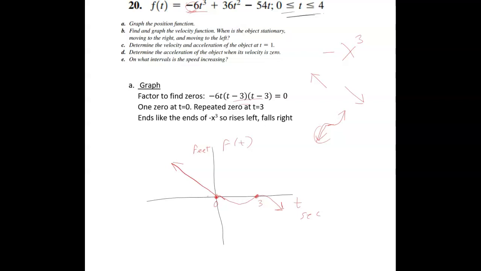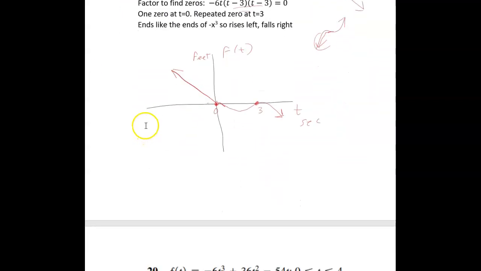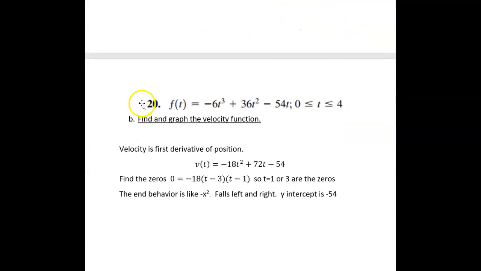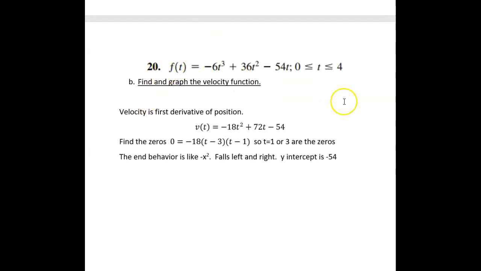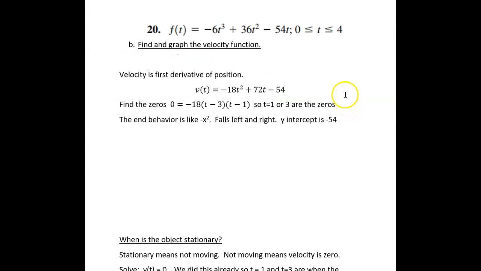So now that we've graphed the position function, I'm going to move on. I repeated the function here just so I could see it when I'm talking to you. They asked me to find and graph the velocity function. Well, first, we're given a position function. This f of t is a position function. So we have to find the velocity function. When you have a position function, the velocity is the first derivative of position.